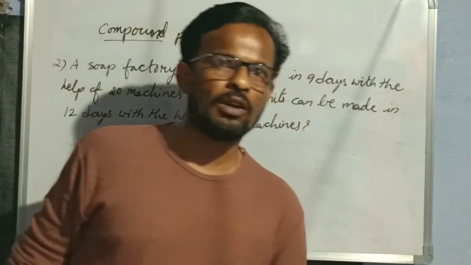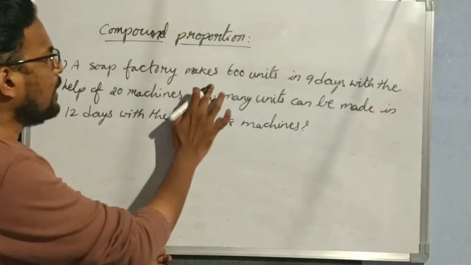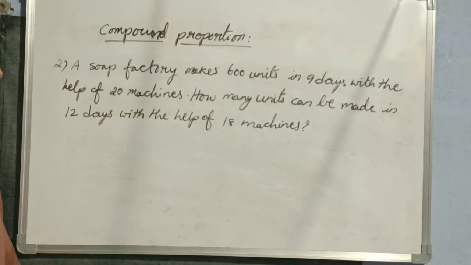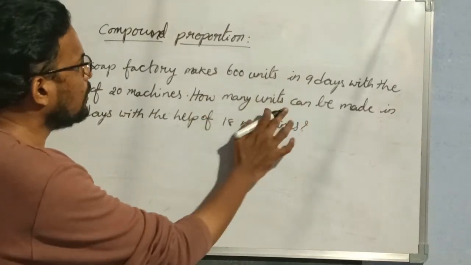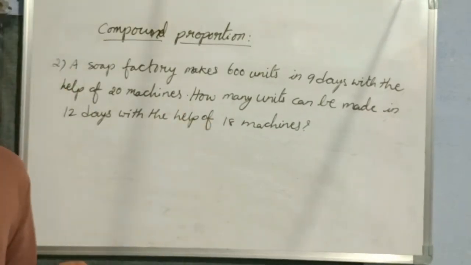So now let us solve this problem. So what is the question here? The factory makes 600 units in 9 days with the help of 20 machines. How many units can be made in 12 days with the help of 18 machines? We have to find out. Okay.